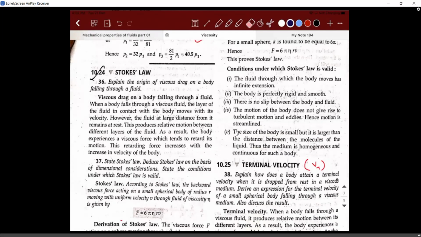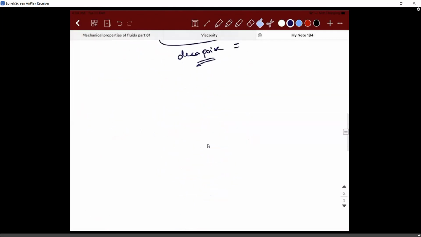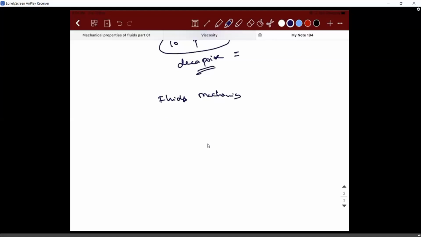Let me create a similarity here. If you look at the way this chapter is designed, I told you, what is the name of this chapter? Mechanical properties of fluids, or I call it fluid mechanics. So in fluid mechanics, what is the first part that we saw? Fluid statics. Then we saw fluid dynamics, right?